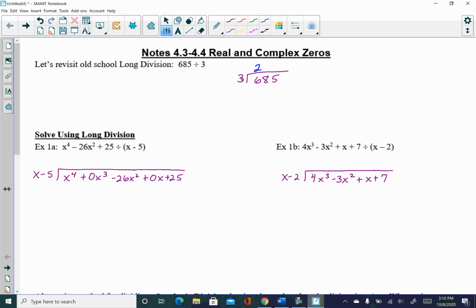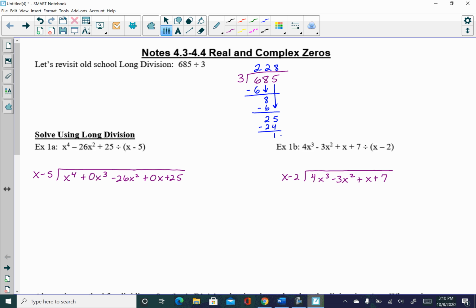You take that number and multiply it times the piece outside, so 2 times 3 is 6. Draw your line, change your signs, and then 6 minus 6, of course, is 0. You bring down the next term. 3 goes into 8, also 2 times. 2 times 3 is 6. Draw your line, change your signs. 8 take away 6 is 2. Bring down the 5. 3 goes into 25. What's that, 8 times? 8 times 3 is 24. Draw your line, change your signs, subtract, you get 1 left.